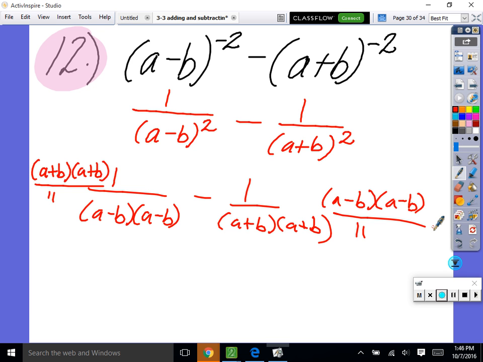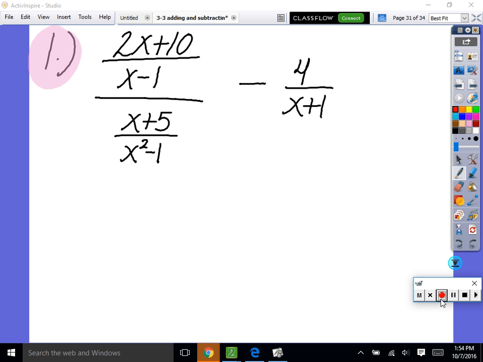Okay, everybody look at this one. This one looks a lot harder than it is. It's on your second page of your worksheet. Everybody, here we go. Flip to the second page.